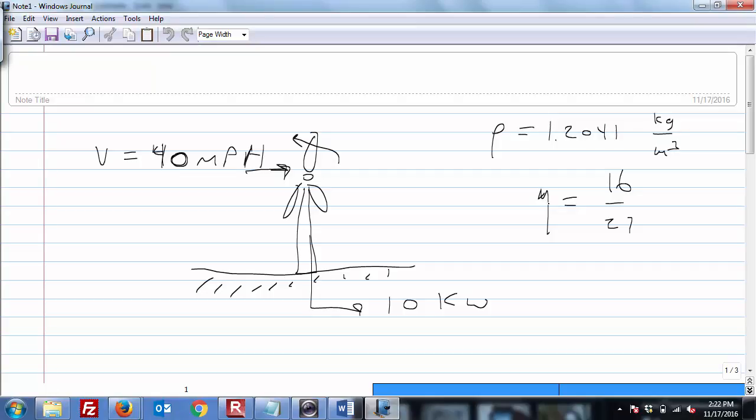Okay. I said we're just going to assume, this is kind of an upper limit assumption, that we're operating at the Betz efficiency, which is 16/27. So what I've asked you to do is tell me what the swept area of the turbine equals. So we're given the velocity, we're given the power out.